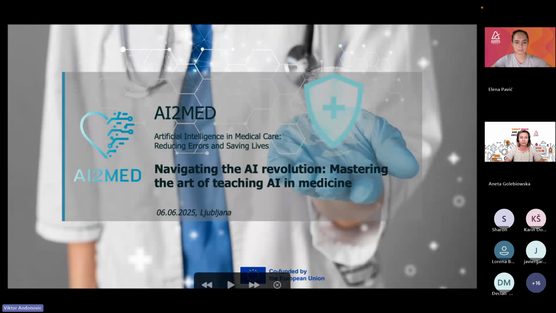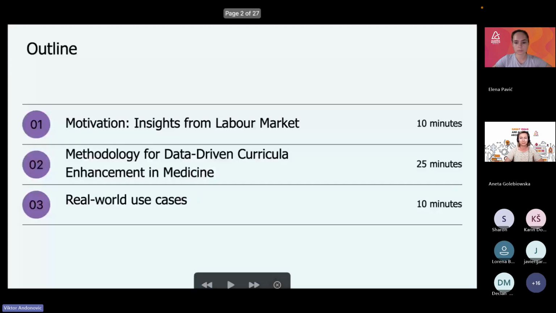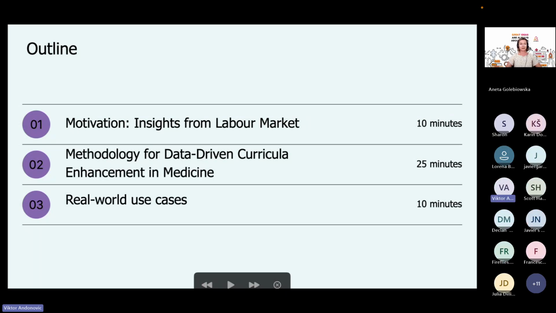So the title of the presentation is Navigating the AI Revolution: Mastering the Art of Teaching AI in Medicine. The outline: I will spend 10 minutes presenting the motivation for this research, with several key insights from the labor market. Then I'm going to continue with the main methodology for data-driven curricula enhancement in the medicine domain, spending 25 minutes presenting the whole methodology part by part. And at the end, I'm going to show real-world use cases where the competencies extracted from our methodology come into play for the medicine domain.